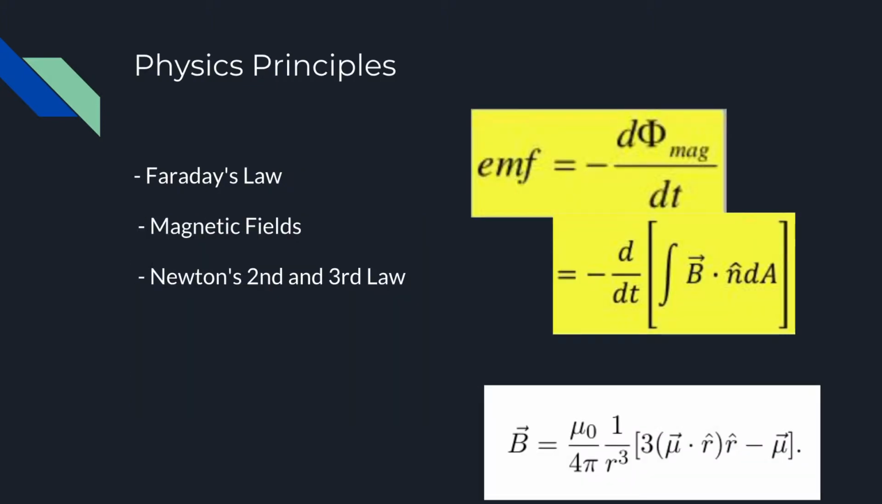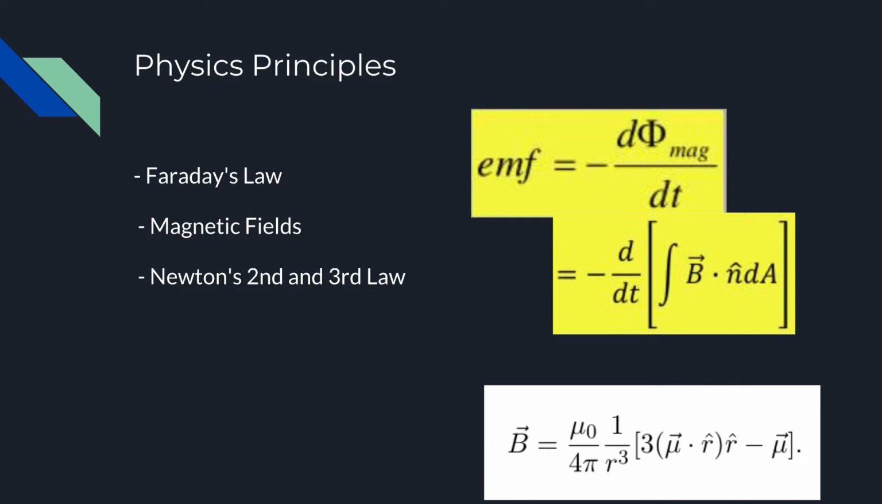In order to do this, we will be using some fundamental physics principles. First and foremost, we will be using Faraday's law, where the electromotive force is equal to the negative rate of change of the magnetic flux with respect to time, given here in yellow. And also we will be using the concept of magnetic fields, more specifically the Biot-Savart law for the magnetic field being created by a point charge at a given observation location, given here in white.